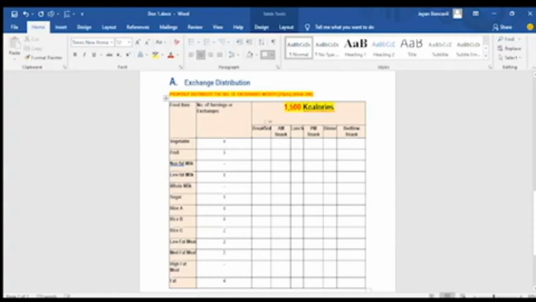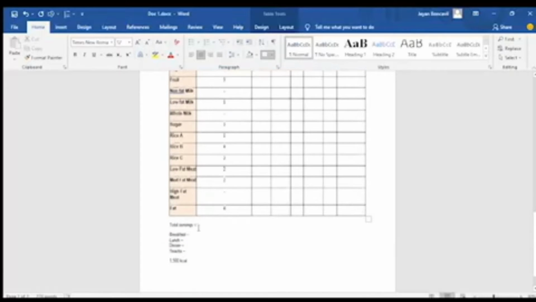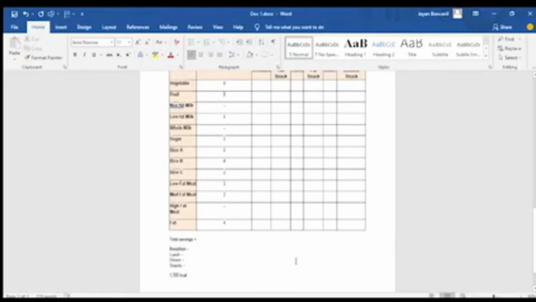So how do we distribute these to this? So first, we add the amount of total servings. So 4 plus 3 is 7, plus 1, 8, plus 3, 11, plus 1, 12, plus 4, 16, plus 2, 18, plus 2, 20, plus 2, 22, and then plus 4, which is 26. So there are a total of 26 servings.